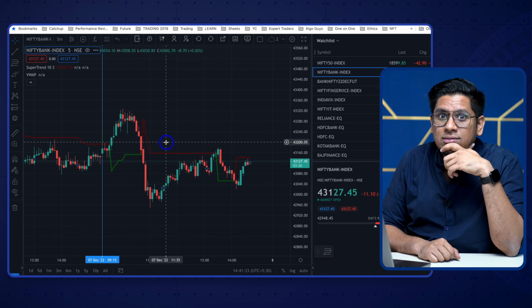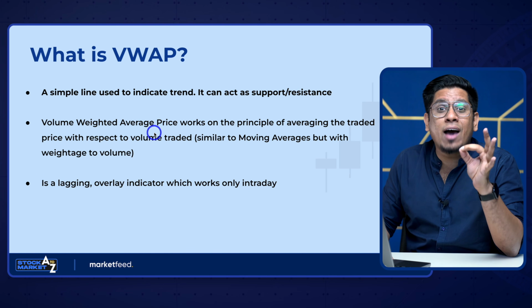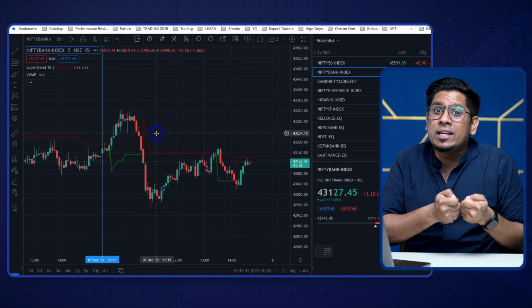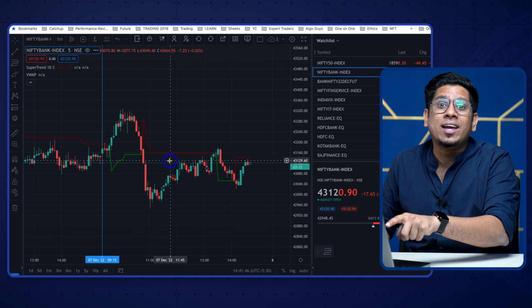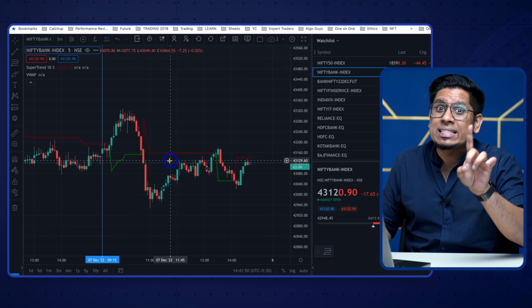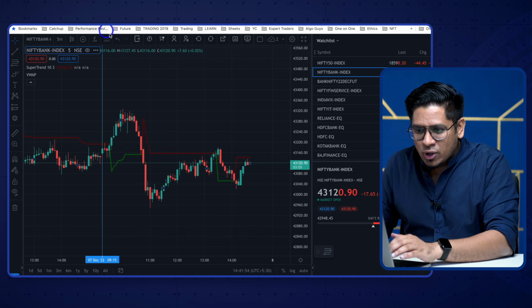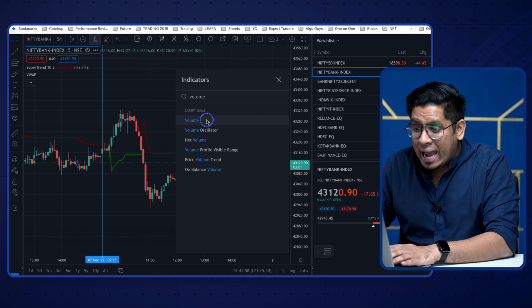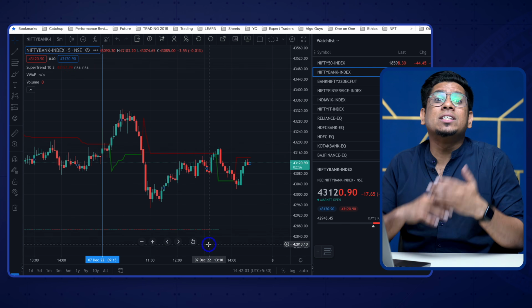Got it? What is VWAP? VWAP is volume weighted average price. It is the average of prices also by giving weightage to what? Volume. What are we seeing here? It is Bank Nifty. It is an index. Is an index traded? No. So does an index have volume? No. So since there is no volume here, even if you add volume onto an index's chart, which is Bank Nifty, see, nothing is here because it is an index.